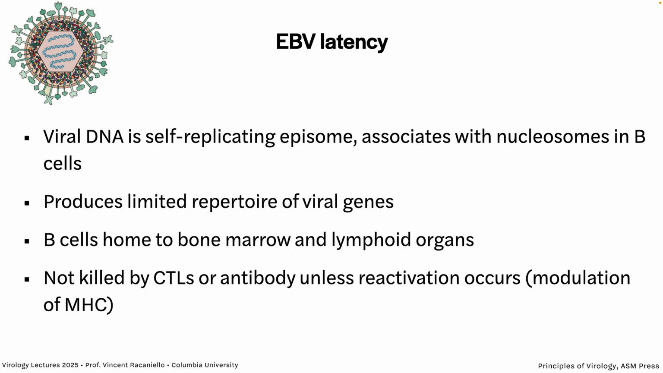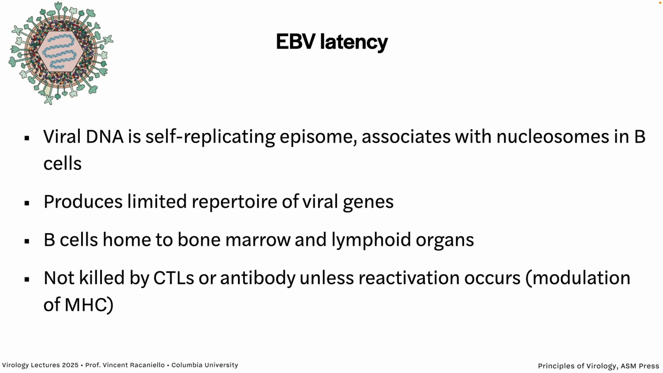A few viral genes are expressed, different from herpes simplex, but no virus particles, just a few viral proteins. And the memory B cells normally go to your bone marrow and lymphoid organs, spleen, lymph nodes, and stay there. So this EBV is latent throughout your body. And these B cells are not killed by CTLs or antibody because they're hiding, they're not producing recognizable antigens.